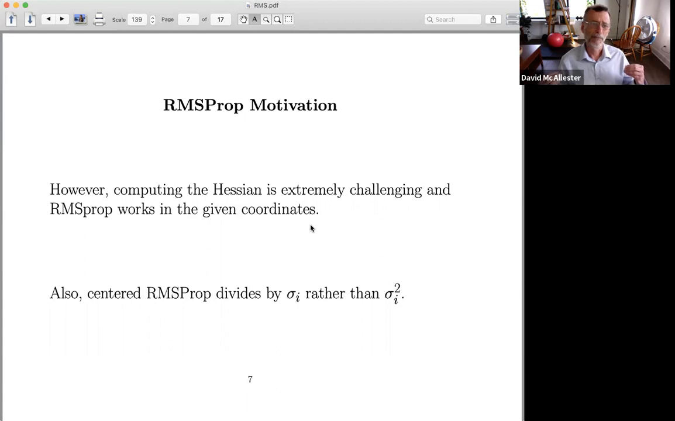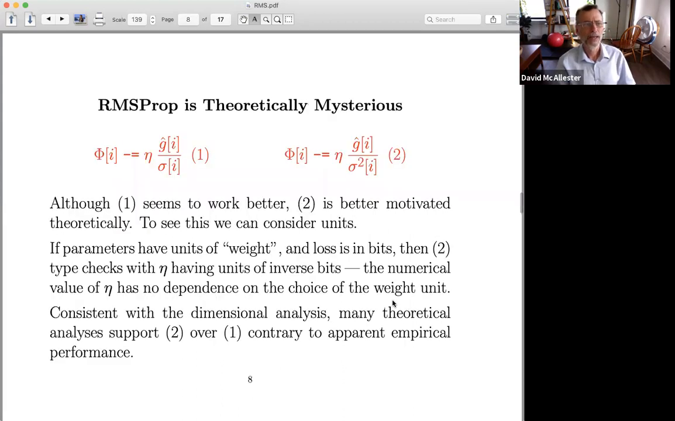Also, even when you center RMSProp, the PyTorch implementation has a centering option that lets you get the actual standard deviation rather than the square root of the second moment. In that case, even if it's centered, RMSProp is dividing by the standard deviation rather than the variance. And this is theoretically mysterious.